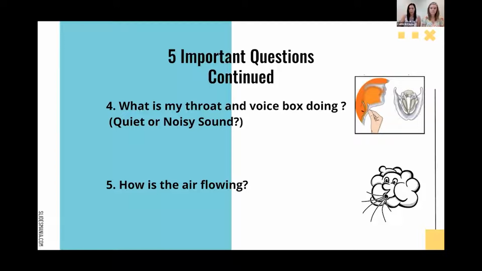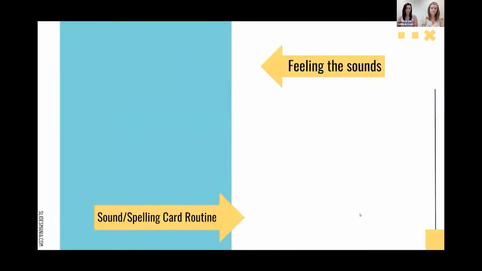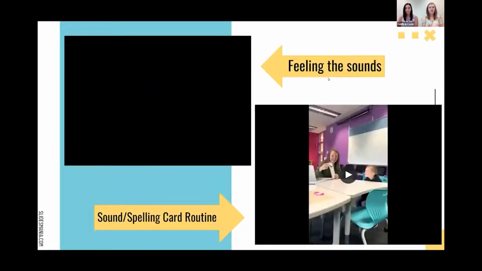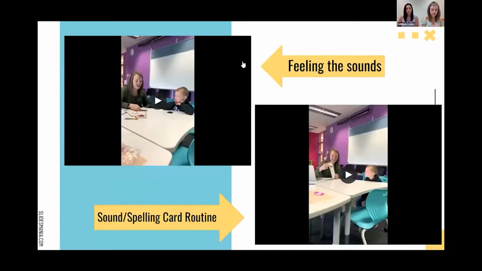They enjoy doing it. So in this next slide, you are going to see the feel the sound first. You're going to see an example of how we use the mirrors in the classroom, how we feel the sounds, and how we figure out what parts of our mouth are making those sounds.